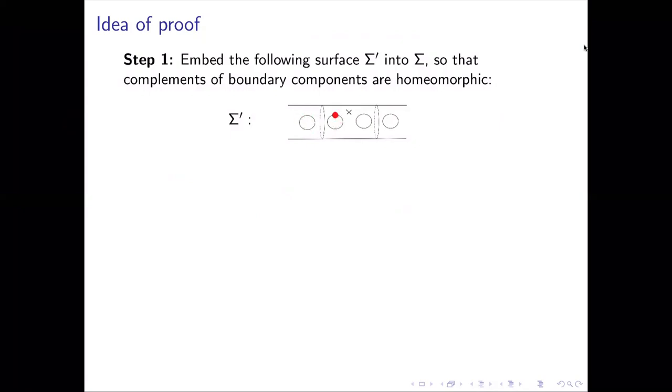And we want to do that in such a way that the complements of the boundary components are homeomorphic. So the other thing about this sigma prime is that I don't care what the back looks like. It doesn't actually have to be a cylinder with the interiors of discs removed. The back could have all kinds of topology. There could be genus, there could be punctures, ends, it doesn't matter. All I care about is on the front, I've got this countable number of boundary components whose complements are homeomorphic.